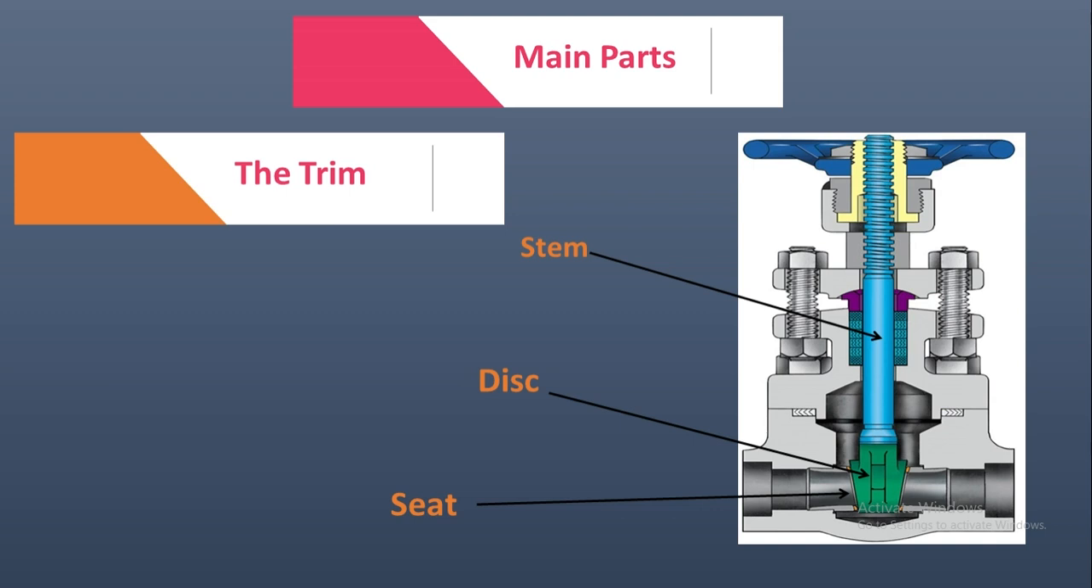Number 3 is the trim. The trim is the internal elements of a valve. The trim typically includes the disc, the seat, and the stem. The disc is the part of the valve which is positioned in the flow stream to permit or obstruct the flow. The seat is the portion of the valve against which the closure member presses to effect shut-off. And the stem is the part which connects the actuator and disc, and it's responsible for positioning the disc.